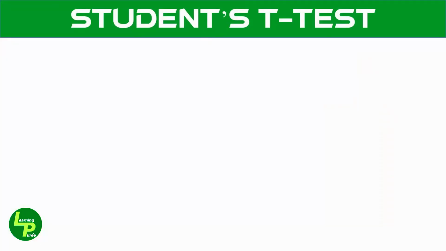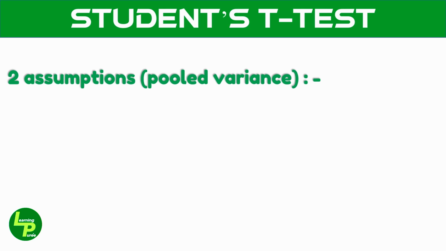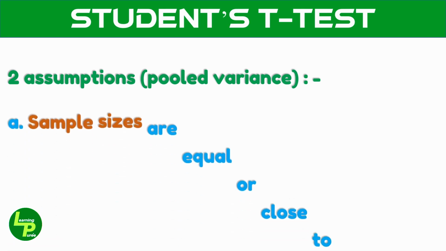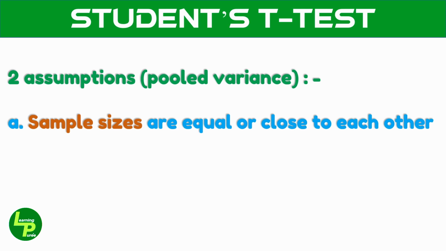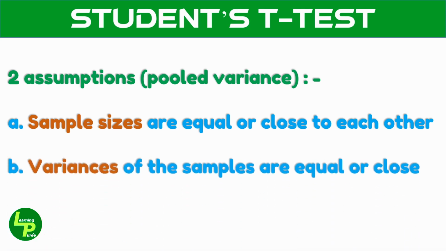We use the student's t distribution, which is like the standard normal distribution, with the exception that the sample size could be close to 30, either below or above. To calculate the pooled variance, we make two assumptions. A, the sample sizes, and B, the variances of the two samples are either equal or close to each other.